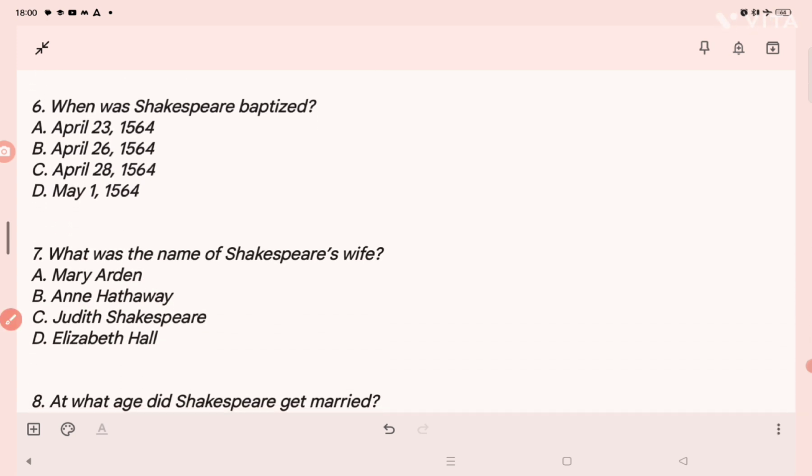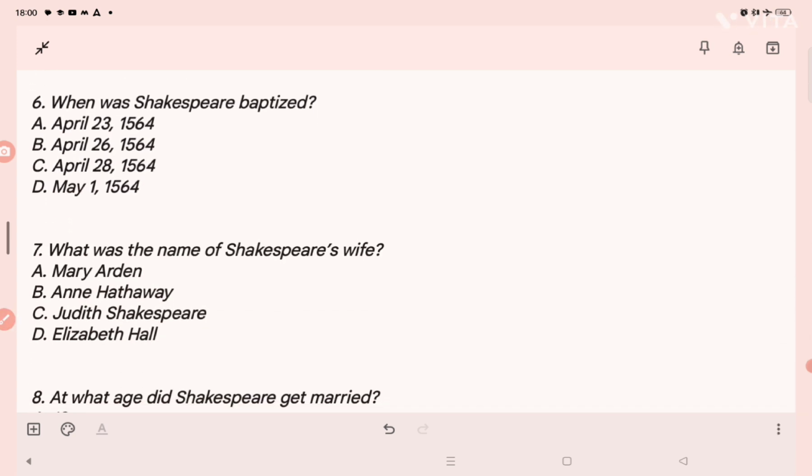When was Shakespeare baptized? April 26, 1564. Shakespeare was baptized on April 26, 1564, just 3 days after his birth, which was customary at the time.